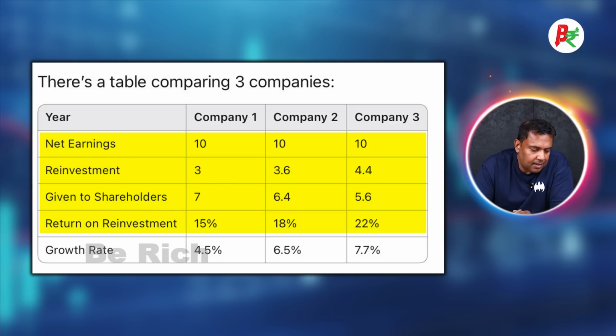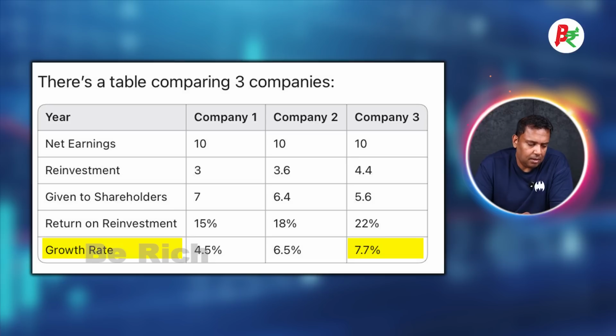And the company with a higher return on reinvested money is growing faster. So company 3, the last one, is the one which is growing the most. So this is the way you can look at any sector and analyze it. So when you get this PE number, what do you do with this, right?